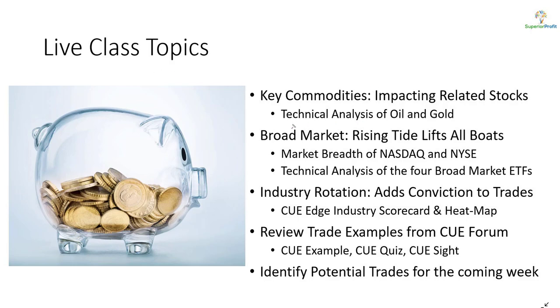As usual, in today's topics, we'll analyze oil and gold using technical charts. They tend to impact related stocks. When swing trading stocks, we like to align them with the direction of the market. We'll study market's direction using NASDAQ and NYSE market breadth and technical analysis of market ETFs. In addition to aligning the trades with market's direction, we like to align them with the industry strength. We'll study industry strength using scorecard and heat map.